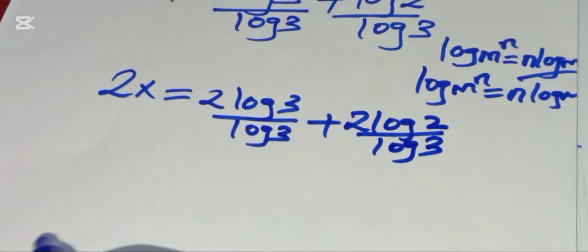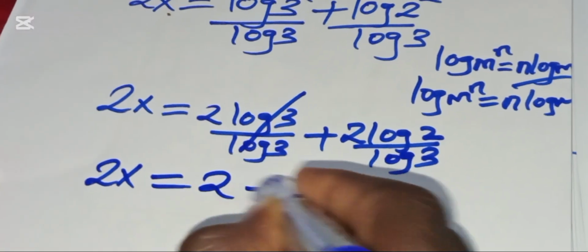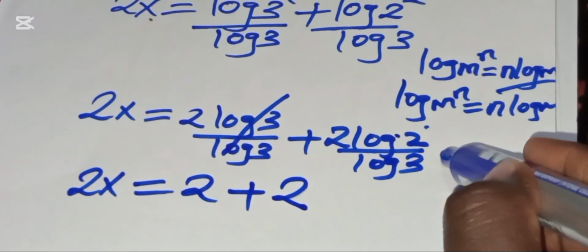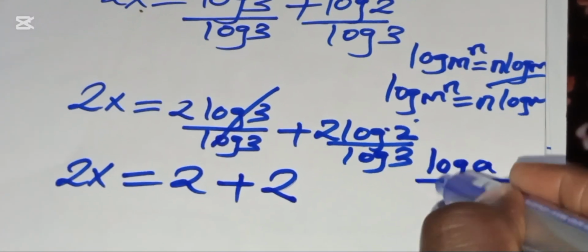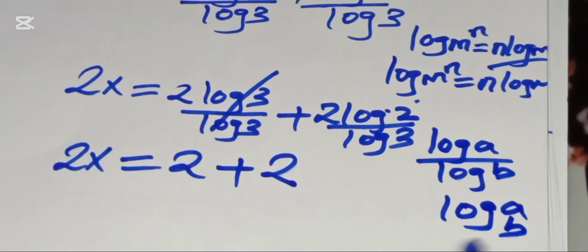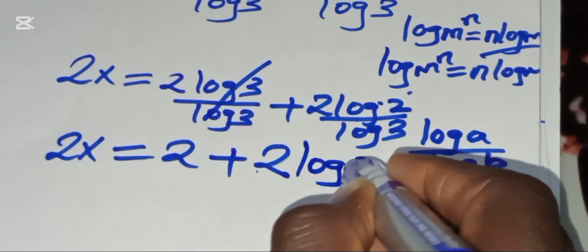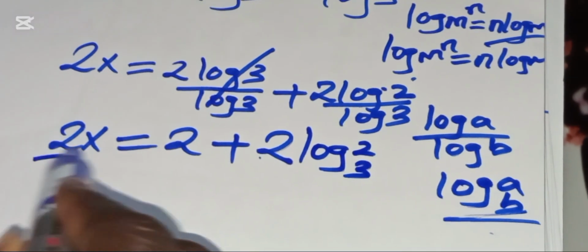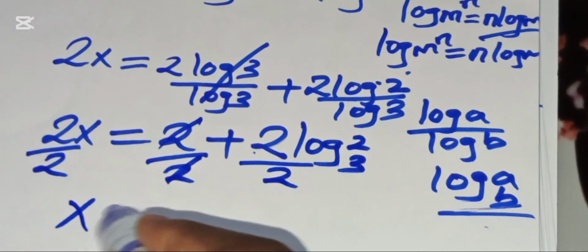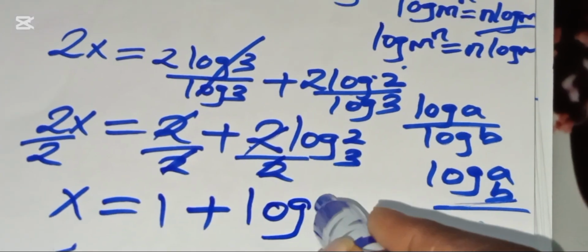Now from what we have here, we simplify this so that we'll have 2x is equal to 2 plus 2 log 2 divided by log 3. This is in the form of log a divided by log b, which we can express as log a to base b. Let's apply this property. Now we're going to have 2 log 2 to base 3. We divide both sides by 2, so that we'll have x is equal to 1 plus log 2 to base 3.